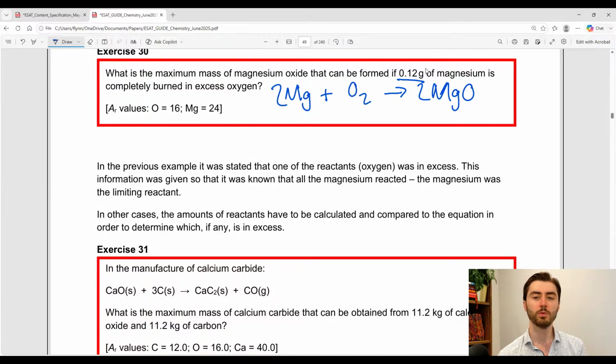So if we have 0.12 grams of magnesium, the number of moles is 0.12 over 24, which would be that over 2400. Cancels for 2.